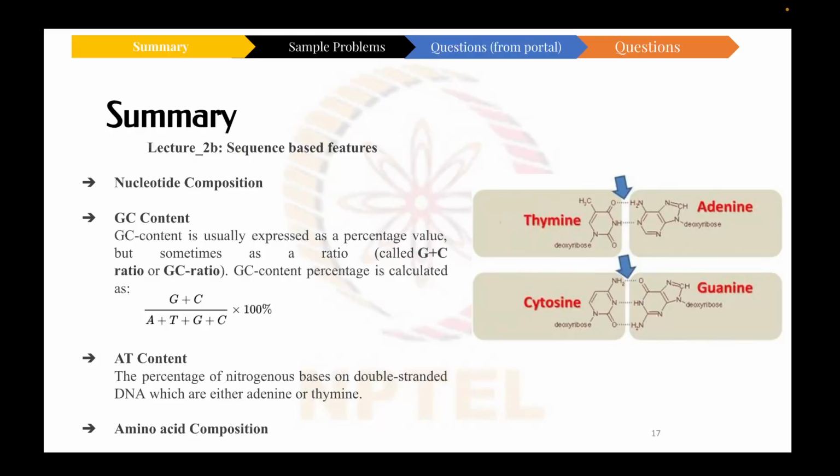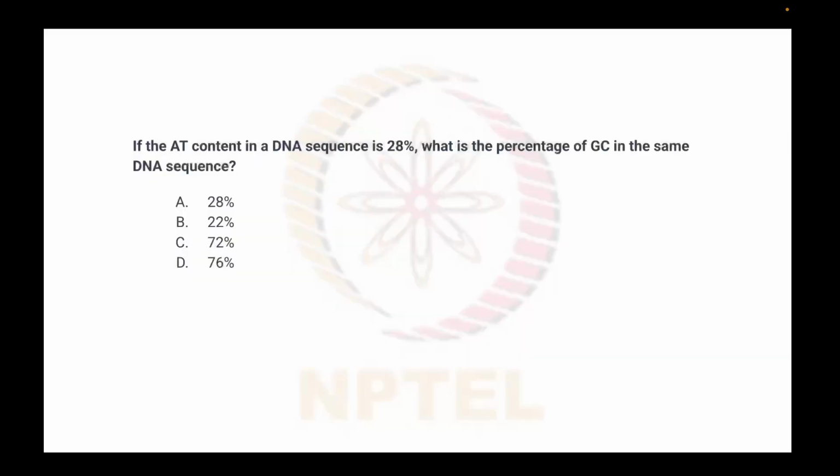So given this nucleotide composition, amino acid composition, AT and GC content, I have made some questions. The first question is, if the AT content of a DNA sequence is 28, what is the expected percentage of GC in the same DNA sequence?